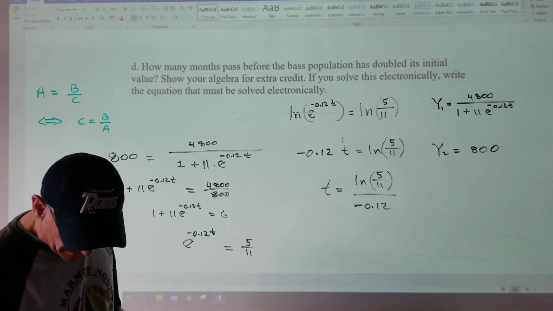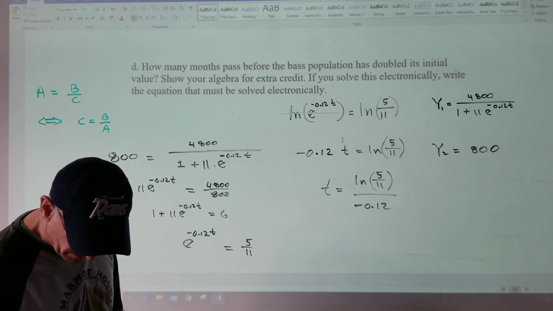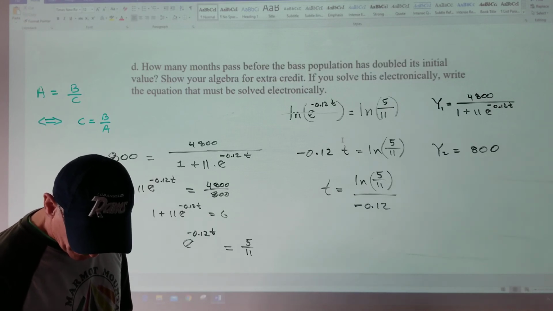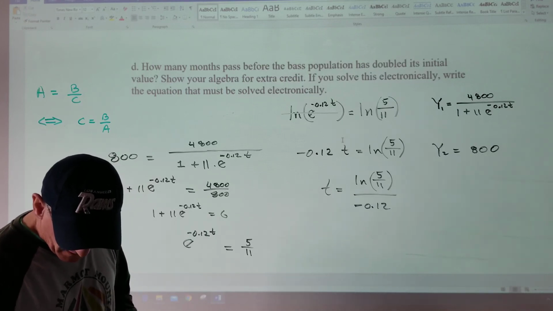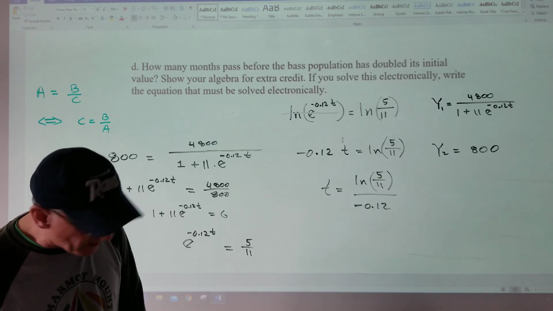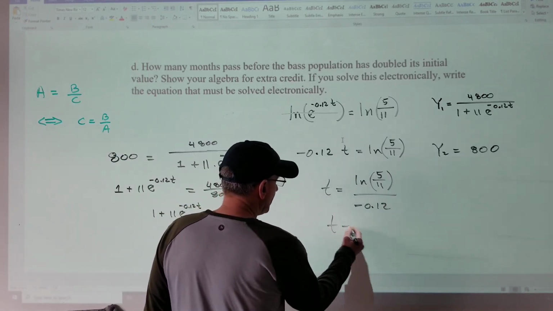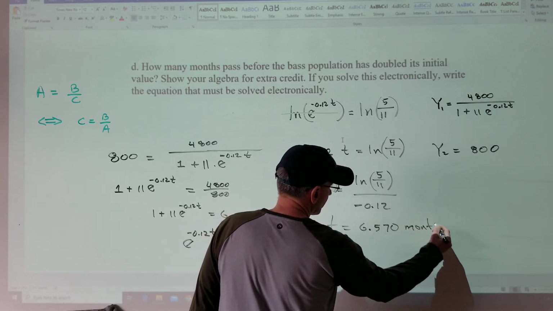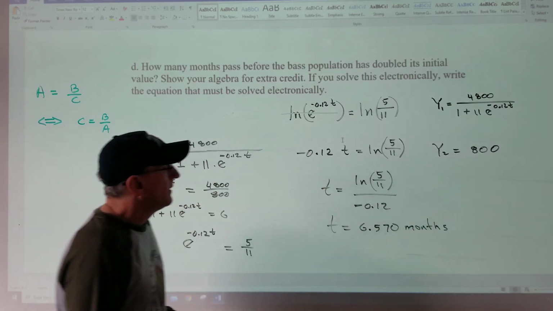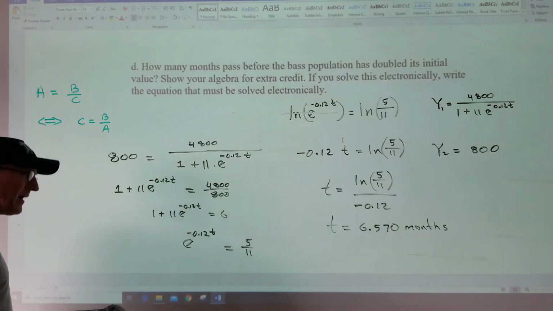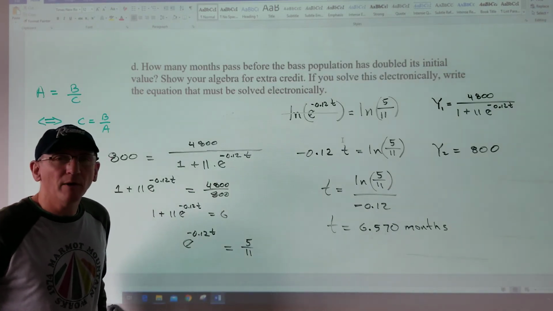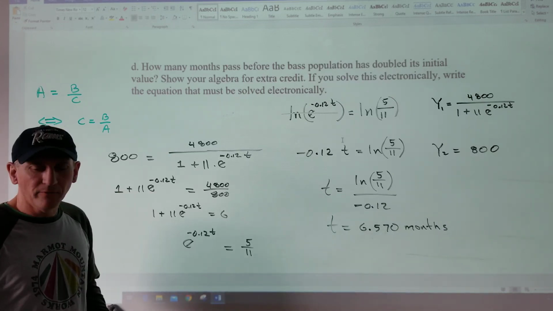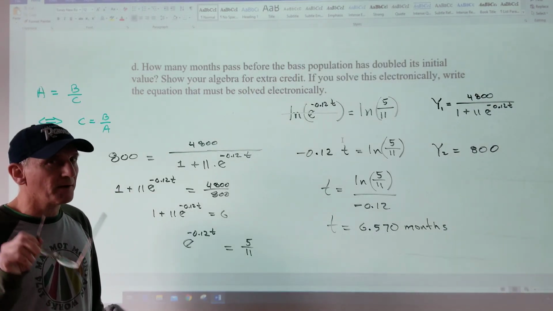Don't worry, it's going to work out beautifully. So, natural log of 5 over 11 divided by negative 0.12 is 6.570. That's a t value. So that must be months. Is that a realistic answer? I have no idea. I don't know much about bass and lakes and how quickly fish are able to reproduce. That's a question for somebody else.